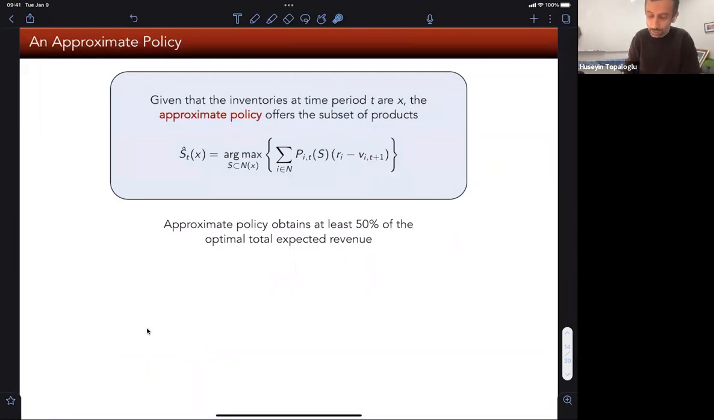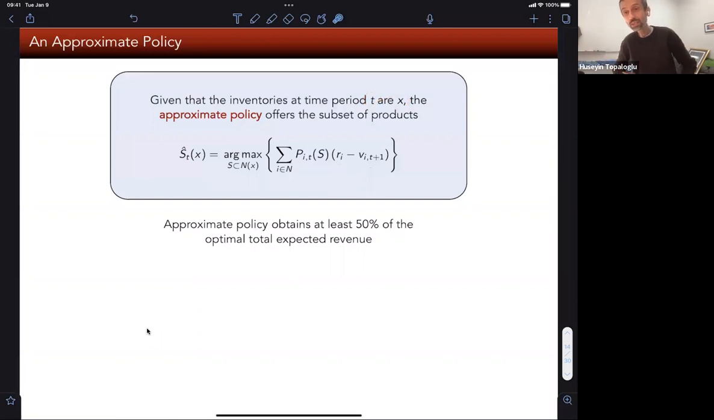Here's what we're going to do. Let's say we're at time period t, and the remaining capacities of our products are given by this vector x. Here's what our approximate policy is going to do. If I sell a unit of product i, I'm going to make a revenue of r_i. But if I sell a unit of product i, I'm going to lose that unit. That unit is not going to be available at the next time period. And here's the bid price.